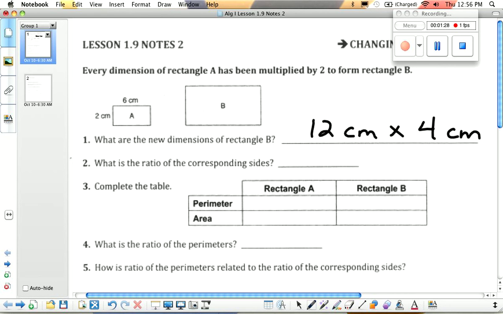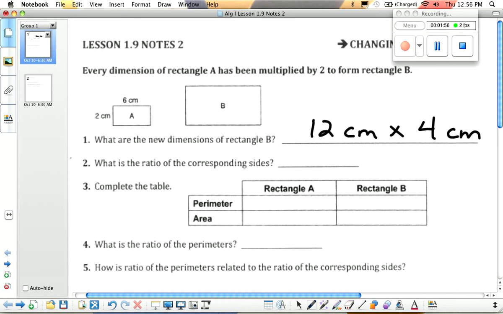Okay, what's the ratio of the corresponding sides? John, what do you think? 6, 12, 2, 4. Okay, so 6 over 12? Or no, it'd be 2 over 6 and then 4 over 12. I just want a ratio of corresponding sides. So tell me, sorry, what sides even correspond? Patience? 6 over 12 and then 2 over 4. Okay, well, let's think of it like that.